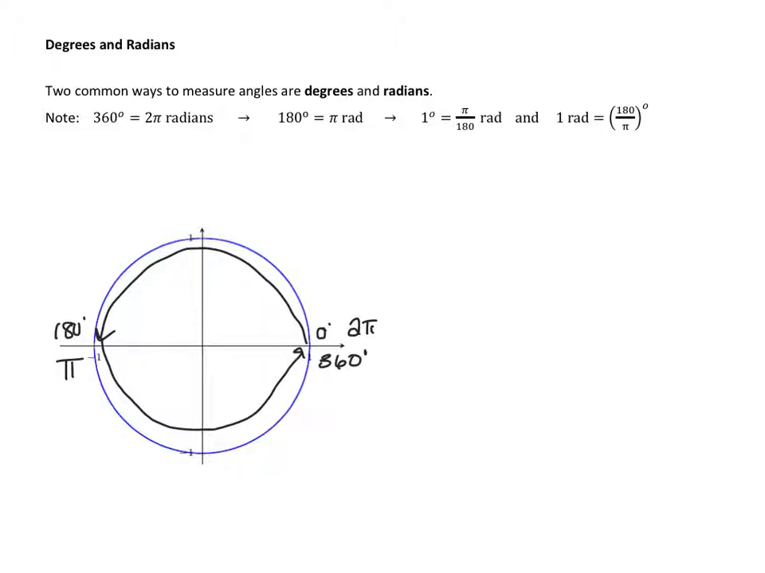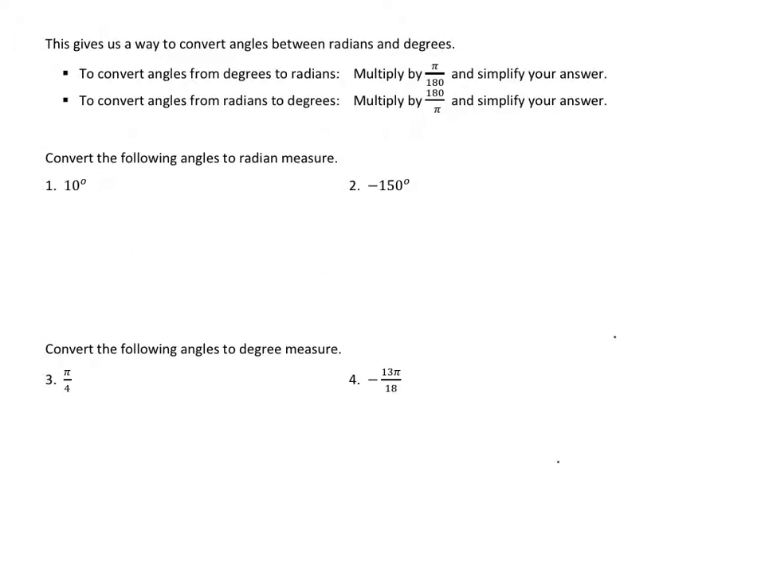So if you look at the top, I have 360 degrees is the same thing as 2 pi. 180 degrees is the same thing as pi. And then from doing a little bit of algebra to these two small equations, we get 1 degree is pi over 180 and 1 radian is 180 over pi degrees. We're going to use these in the next slide to help us convert from degrees to radians and radians to degrees.